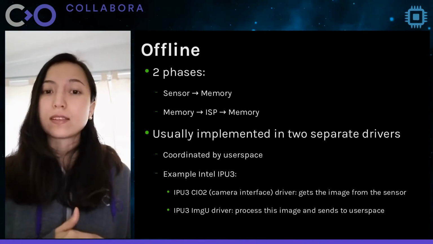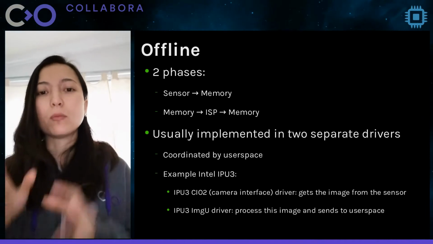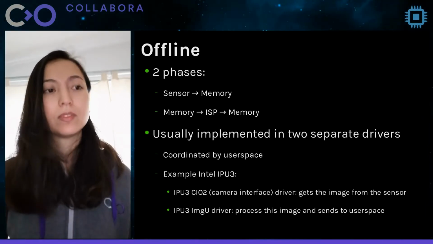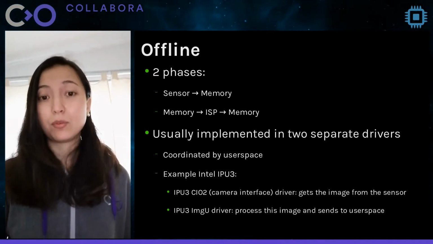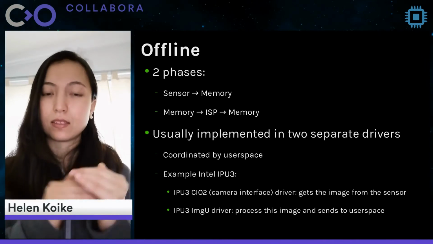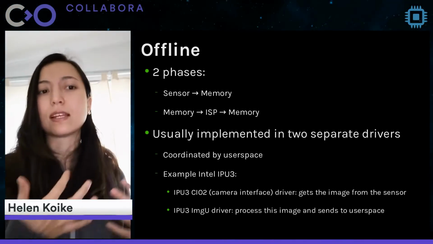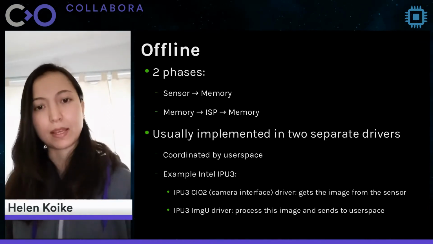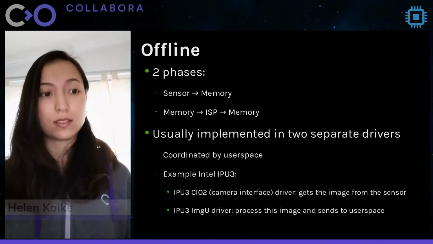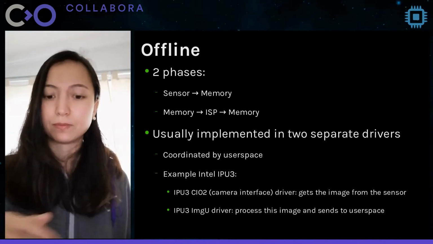Usually those two phases are implemented in two separate drivers, and communication between those two drivers is coordinated by user space. An example is the Intel IPU3, which is divided into IPU3 CIO2, the camera interface driver that gets the image from the sensor and places it in memory. And the other one is the IPU3 image unit driver that processes this image and sends it to user space.